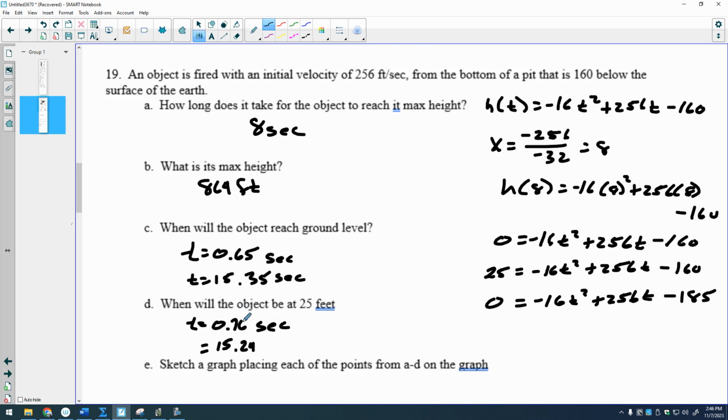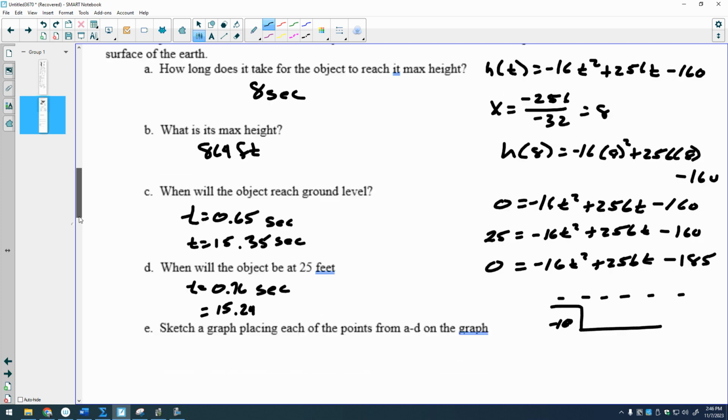Does it make sense that it's longer on the way up but shorter on the way back down? Yeah, because remember our picture is at negative 160 down here. 25 is up here now, so the time is just a little bit longer than what it took to get to the ground level, right? Because it goes a little bit past ground level. But then on the way back down, it gets to 25 before it gets to ground level. So this number is bigger than this one, but this number is less than that one. That makes sense. Okay, sketch a graph.